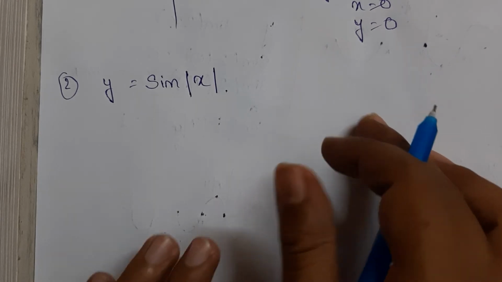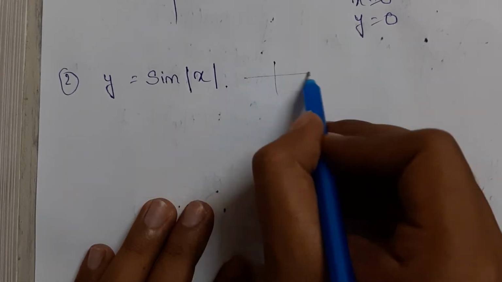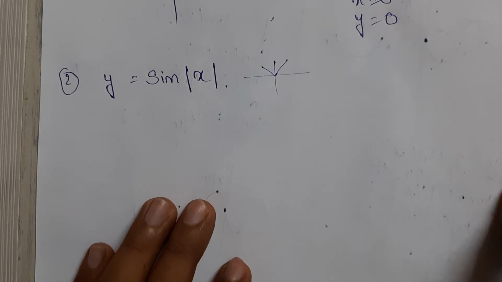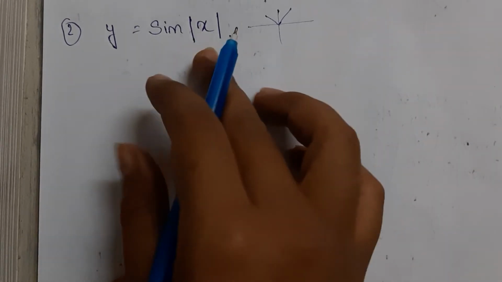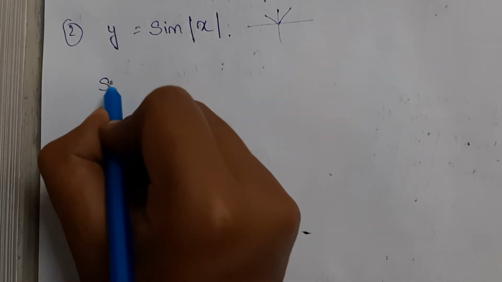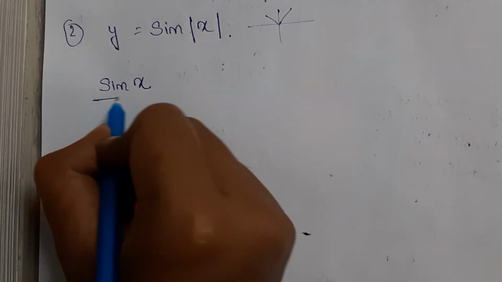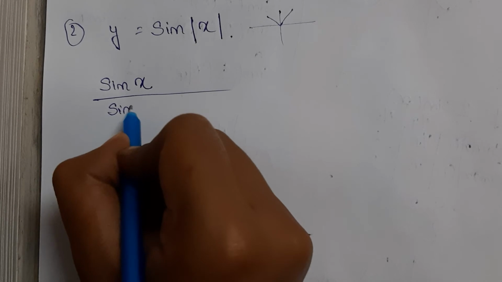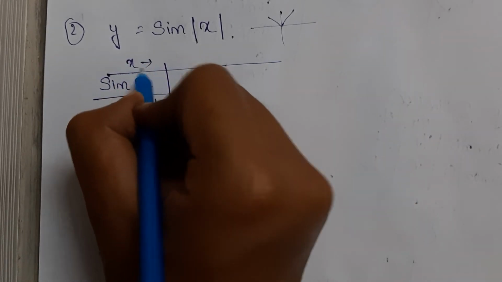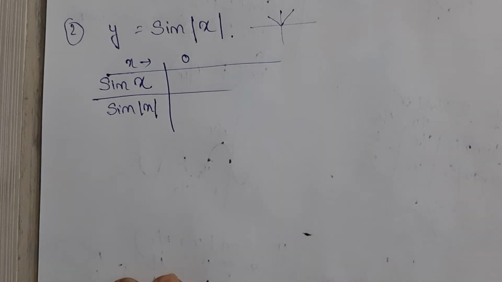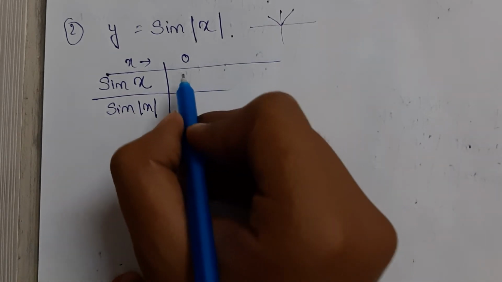Earlier I told you how to draw mod x. It was like this, right? See, now what will be the change here? Let us draw y is equal to sin x and y is equal to sin of mod x. What will be the change with the value of x when x is equal to 0, right?